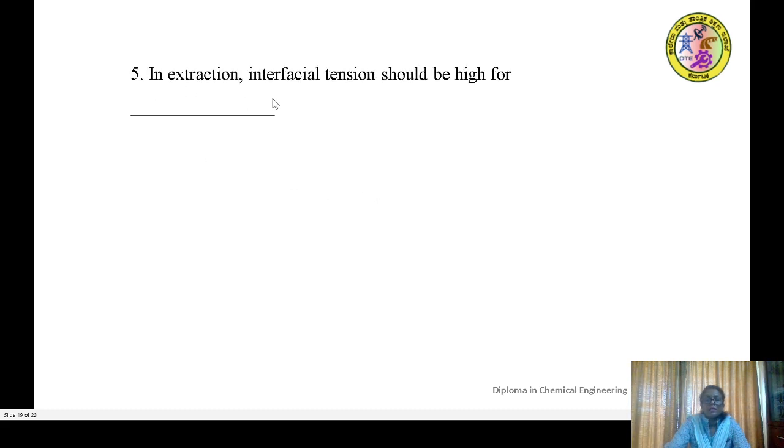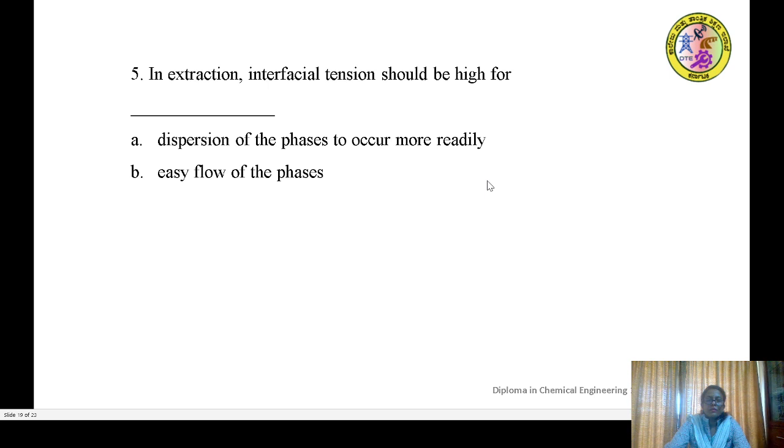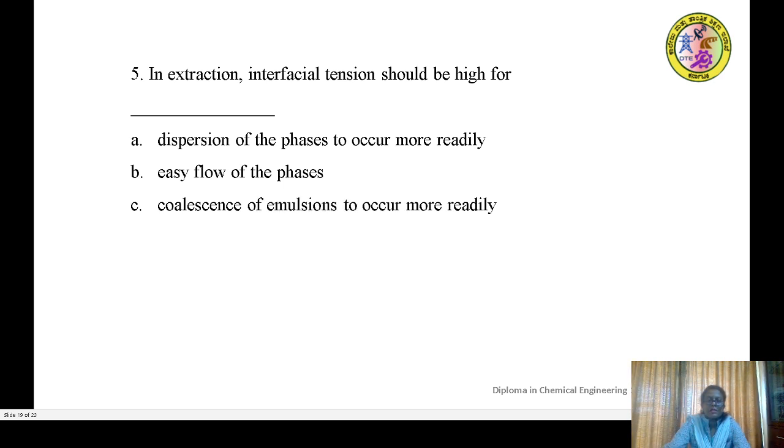In extraction, interfacial tension should be high, because dash. Options: dispersion of the phases occurs more readily, easy flow of phases, coalescence of emulsions occurs more readily, none of the above. If interfacial tension is high, then the coalescence of the emulsions will occur more readily. That is the reason why we require that interfacial tension should be high. So option C is the right answer.